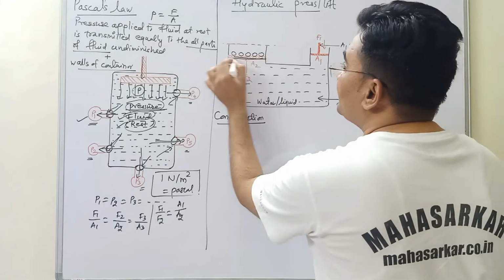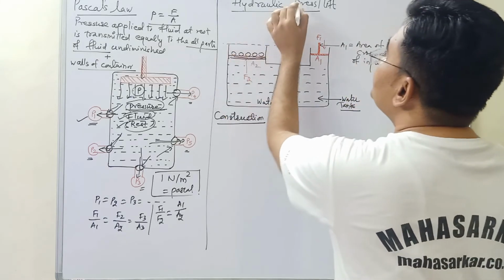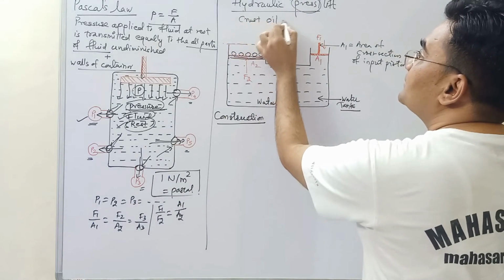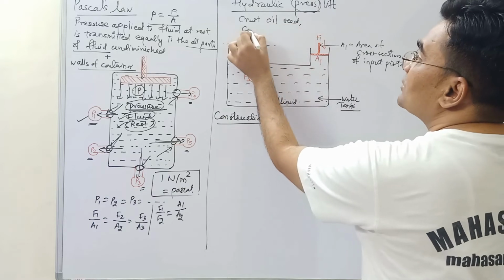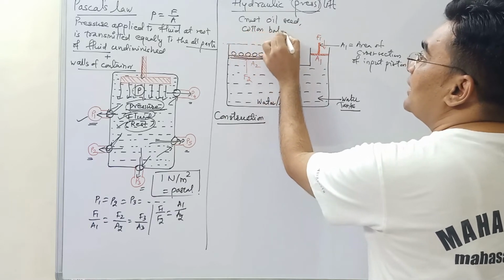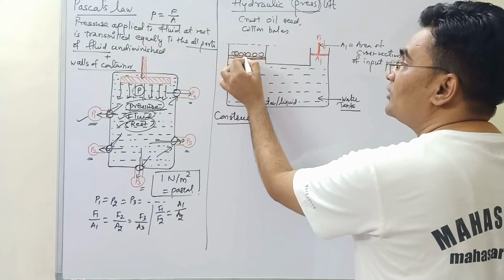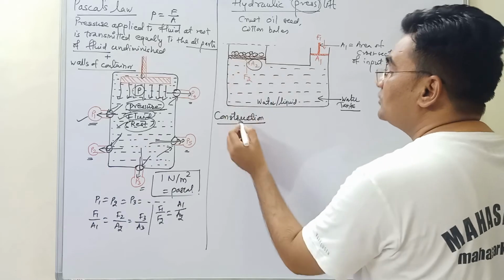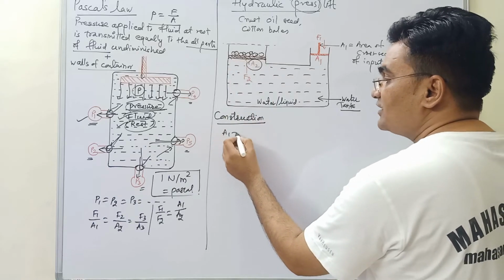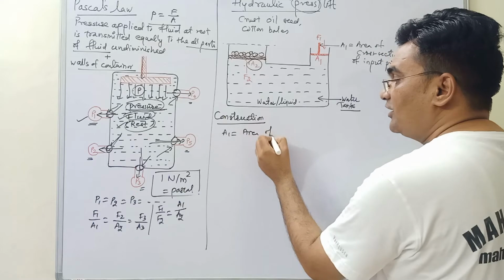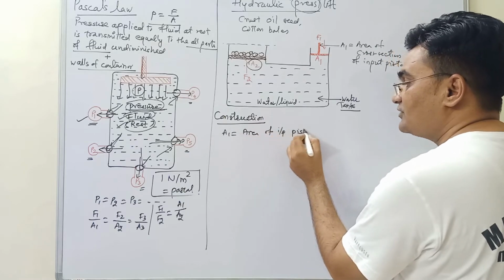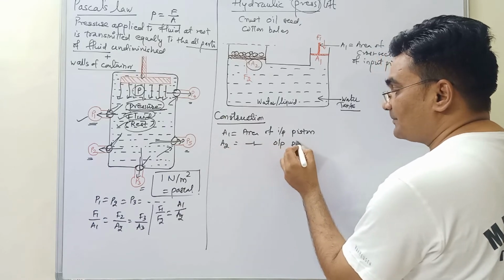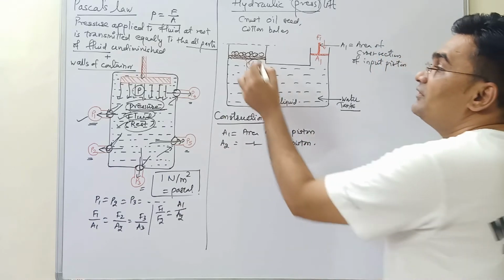Now, another metal plate. Suppose I want to use it as a press to crush oil seeds, to crush cotton bales. I can use this press. So suppose I want to keep this object on another metal plate whose area is A2. So A1 is the area of the input piston, whereas A2 is the area of the output piston, on which you are going to fix the object.